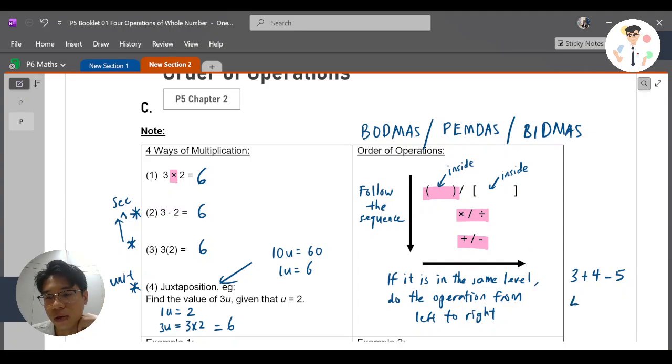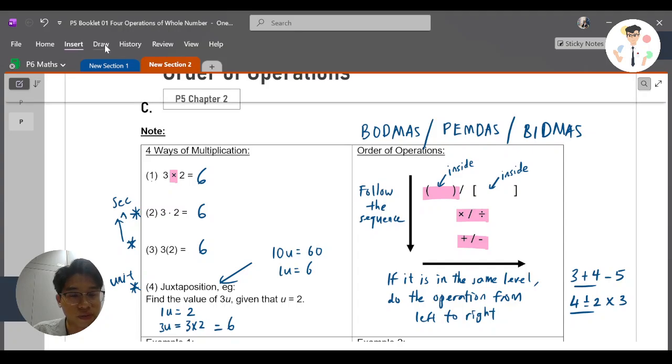Okay, example 4 divide by 2 multiply 3. So which one should I do first? 4 divide by 2 or 2 times 3? We must do 4 divided by 2 first. Because if it's in the same level, multiplication and division, you must do the operation from left to right. That is what it means.